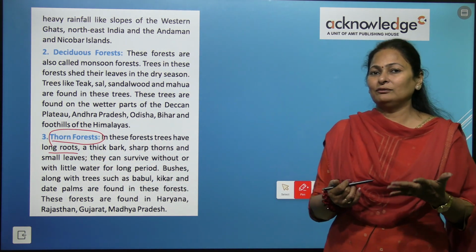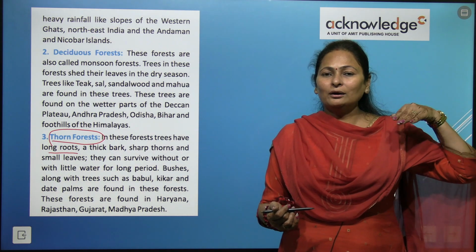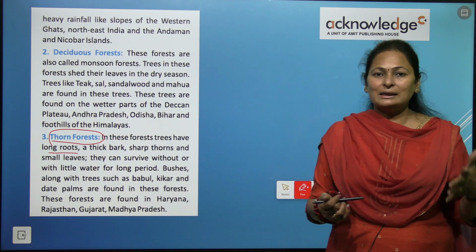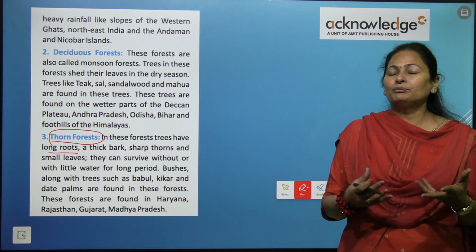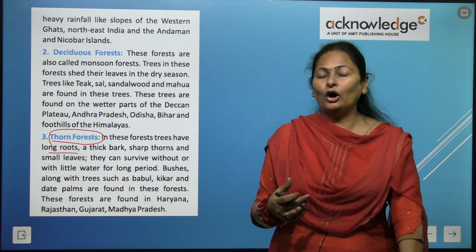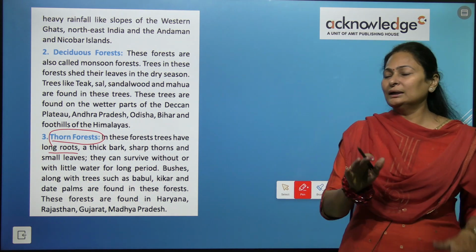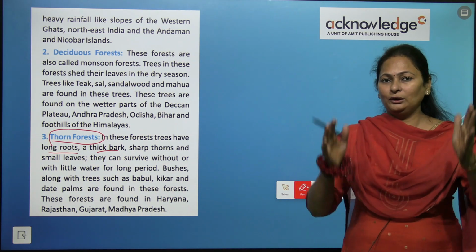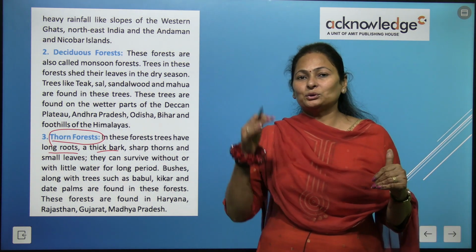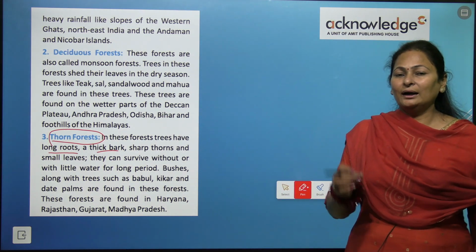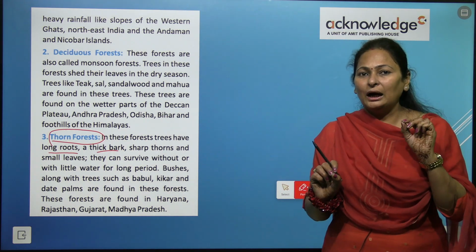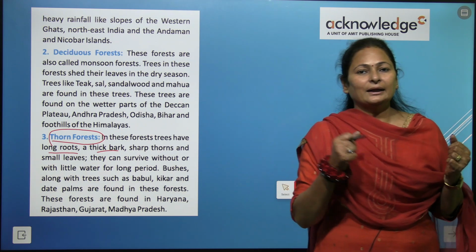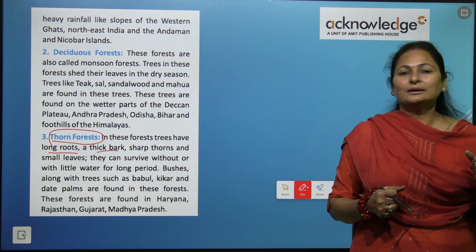Why do these kinds of trees have long roots? The long root reaches the groundwater, right? That is why these types of plants and trees have long roots deep into the soil, and a thick bark. Now, what is bark? You know the stem, right? In trees, it is called the trunk. The upper layer, the brown skin of the trunk, is the bark. It is brown in color.